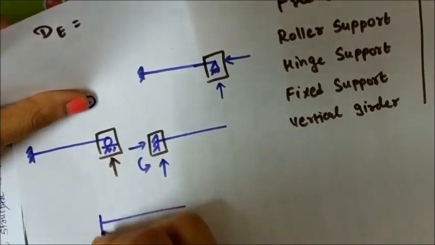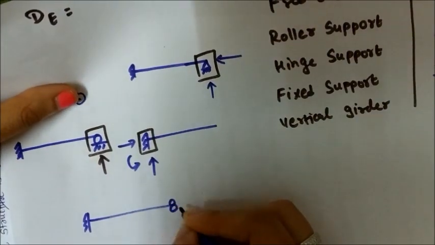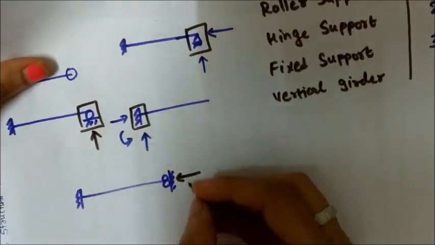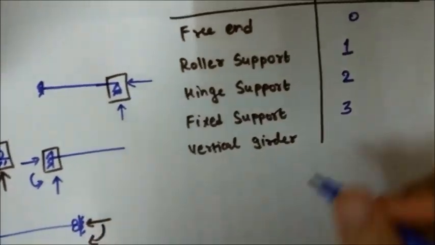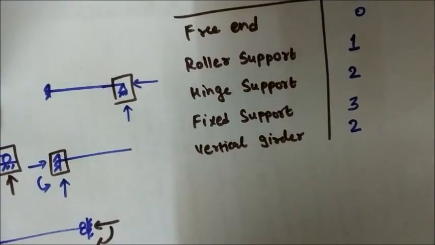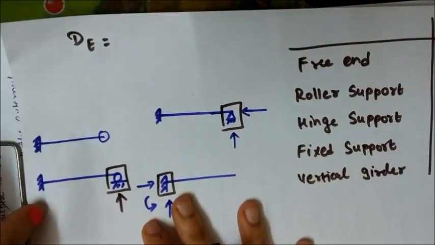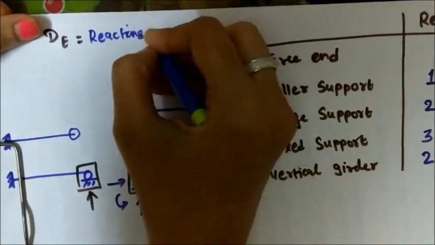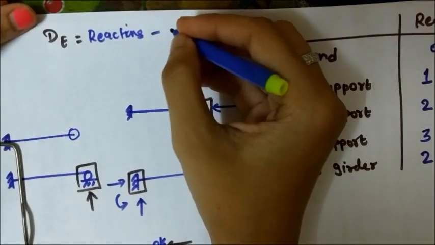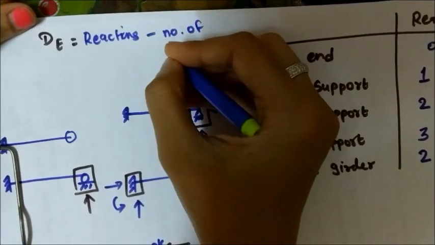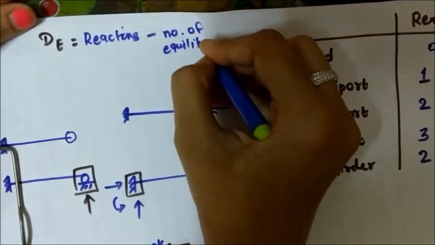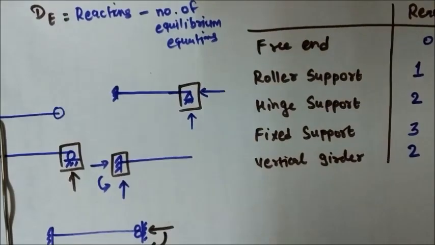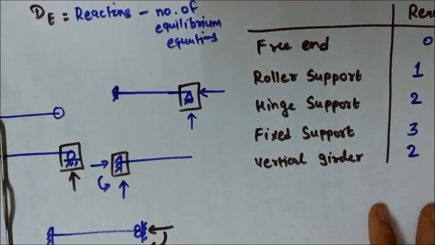Let's talk about the vertical girder; it might look like this, and it will provide us 2 reactions, a horizontal reaction and 1 moment. So vertical girder will give you 2 reactions. And the degree of external indeterminacy we can write as the reactions minus the static equilibrium equations, the number of equilibrium equations.